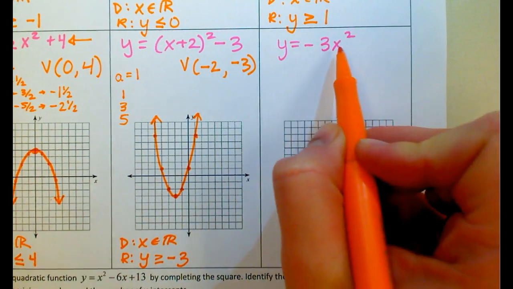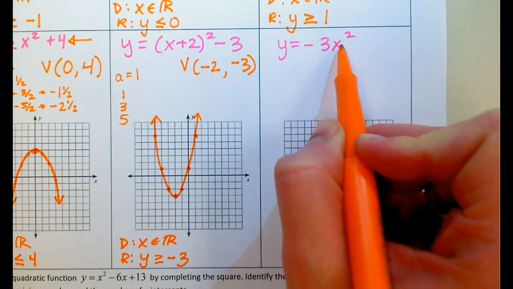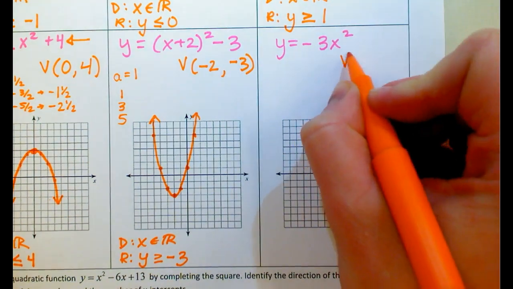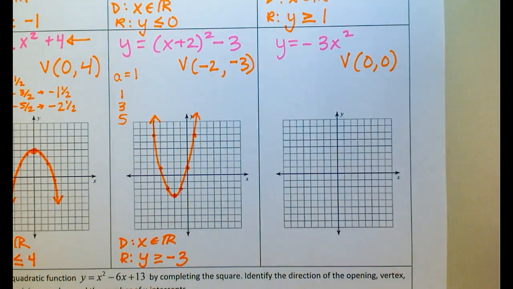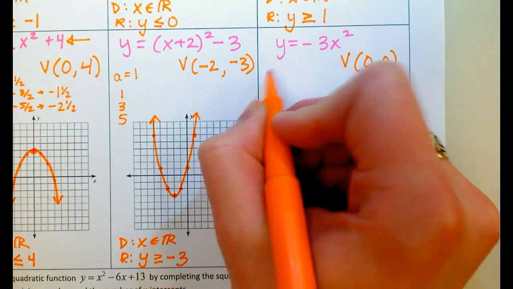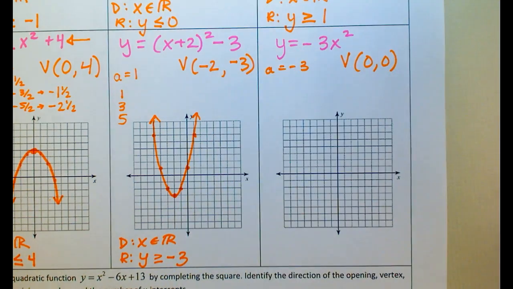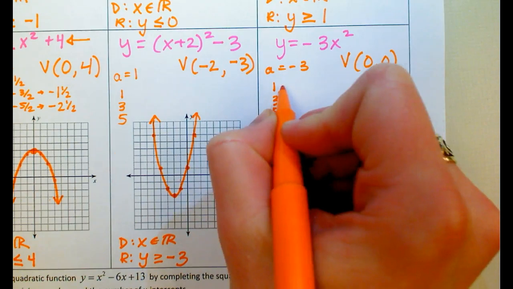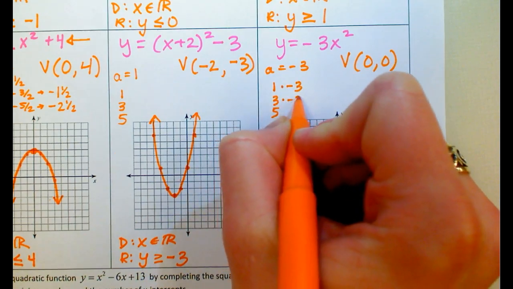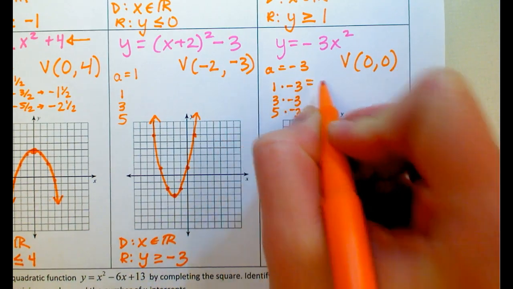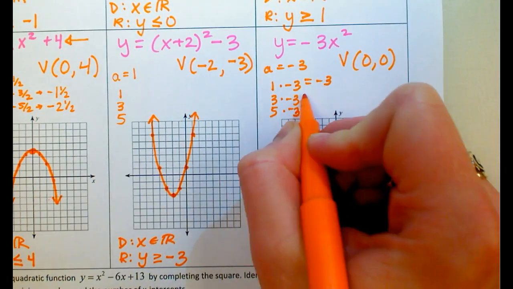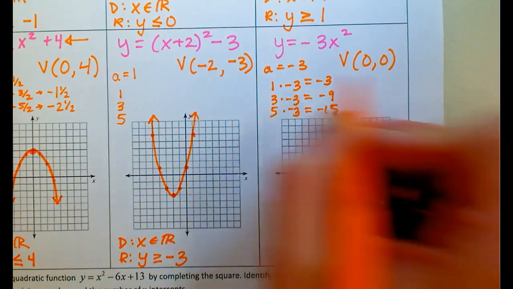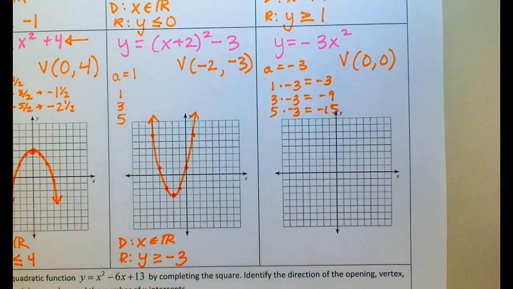So my vertex for this one, since I've got nothing added or subtracted on x and nothing added or subtracted on the outside, my vertex is 0, 0. My a term is equal to negative 3. So my 1, 3, 5 pattern multiplying to negative 3 will be negative 3, negative 9, and negative 15. The negative means I'm going to be going down.